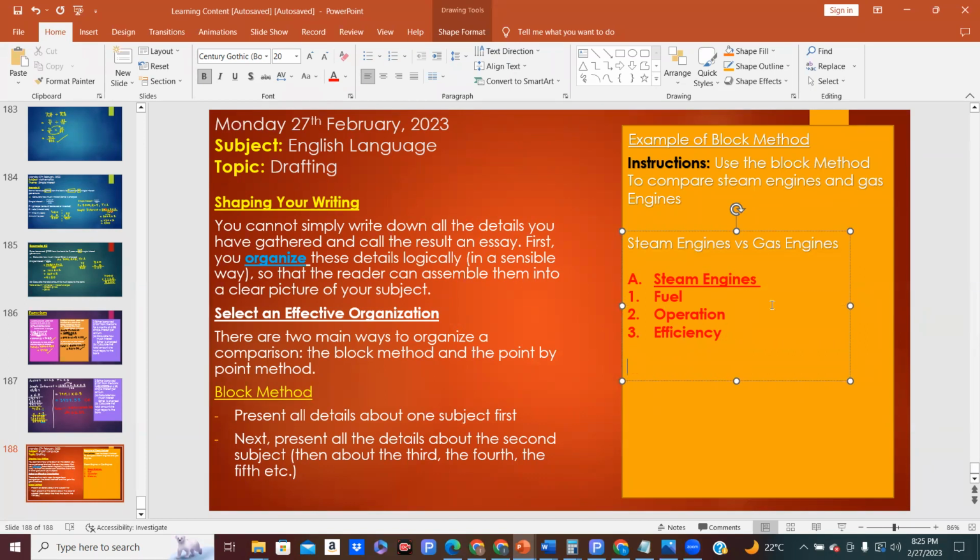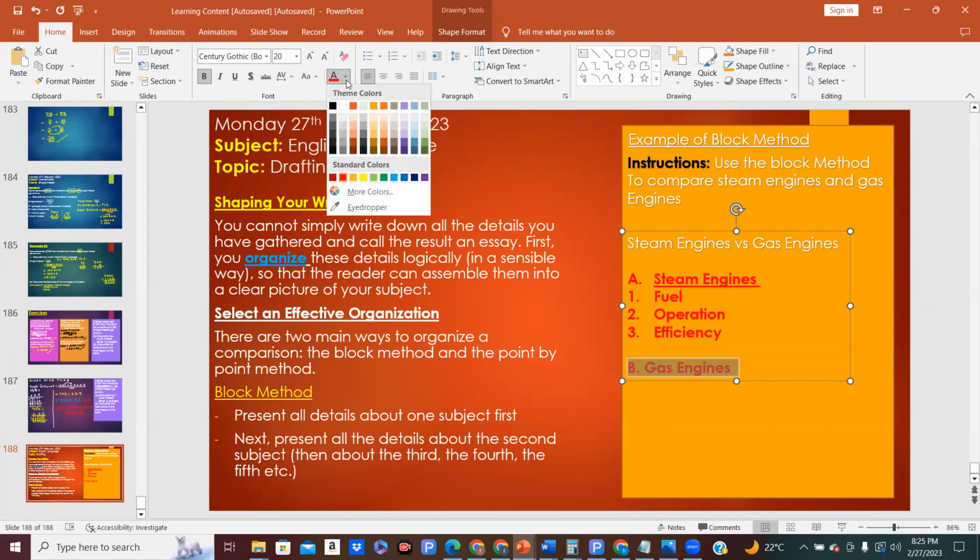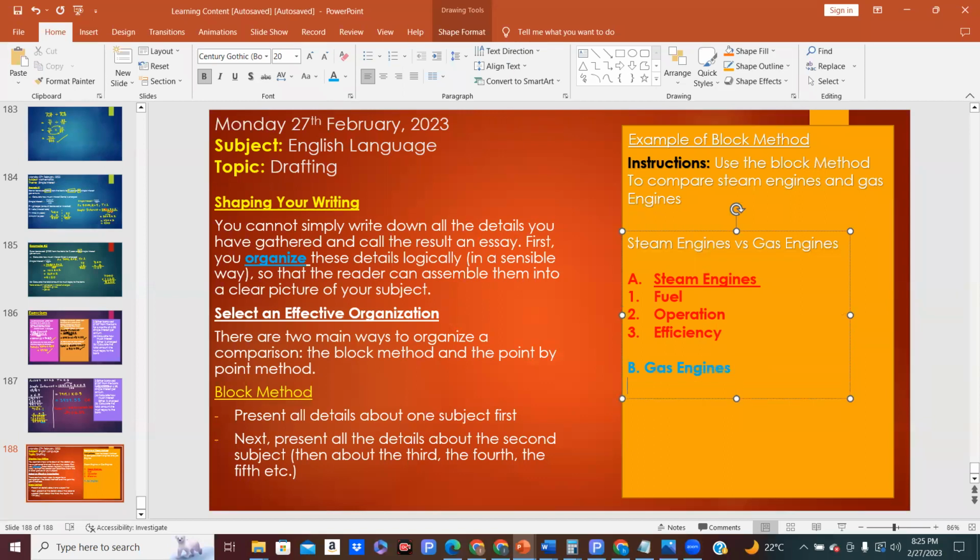And then B, now we're going to talk about the gas engines. Now because it's a comparison, you must mention the same things about the gas engine as you mentioned about the steam engine. So you have to talk about, okay, how does the gas engine receive fuel? Okay, what's the operation like? And then what's the efficiency?